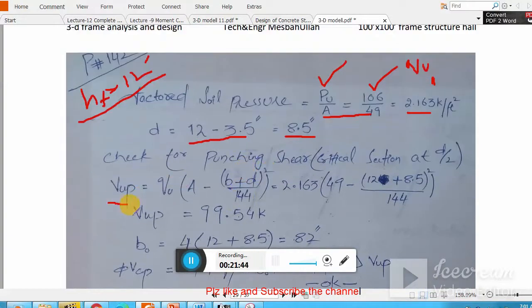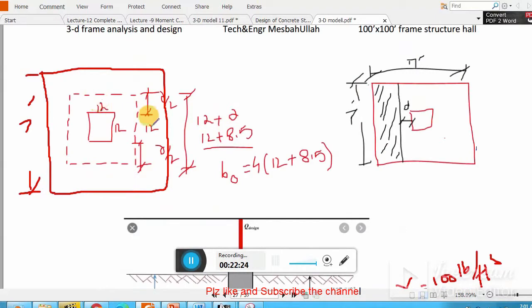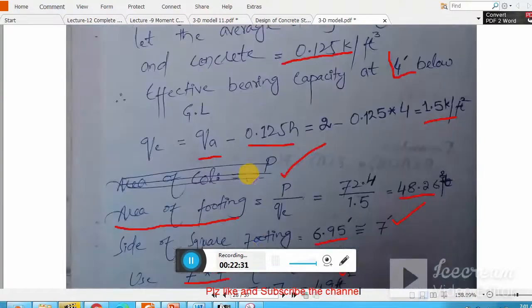To calculate the punching shear, I have a formula: QU times A minus B plus D, divided by 144, squared. 144 is out of the square, remember. QU is 2.16, already calculated. A is 49 and B is 12 plus 8.5. B is the side of the column, remember. If it is a rectangular column, then this formula can't work, and we have to revise it, because in that case your B naught will be different. Here you have H and here you have B, so the calculation will be different. This point should be kept in mind.